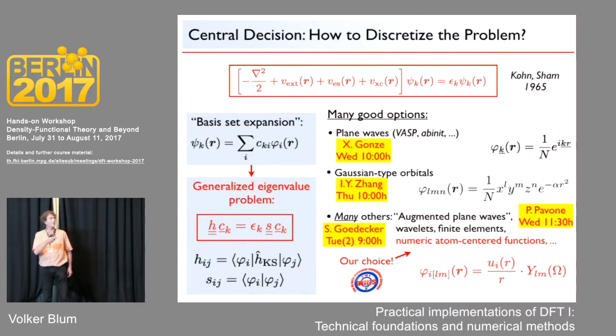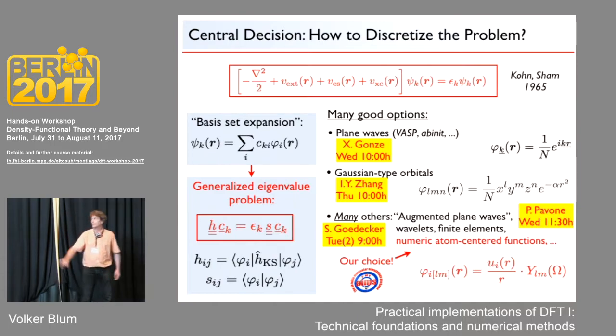Xavier Gonze, I think, will talk about plane waves on Wednesday, of the Abinit project. Igor Ying Zhang, one of the co-organizers, will talk about Gaussian-type methods, I think, on Thursday. Pasquale, I think, will talk about LAPW on Wednesday. And then Stefan Goedecker next week will talk about wavelet methods, I believe, which also have some very interesting properties to them. I'll come to that in a few seconds.